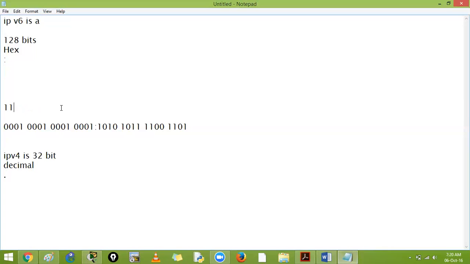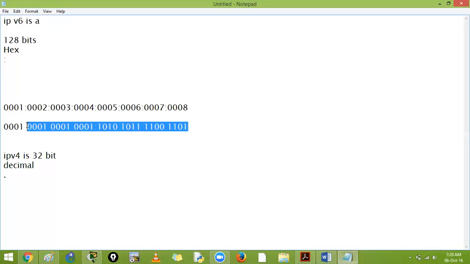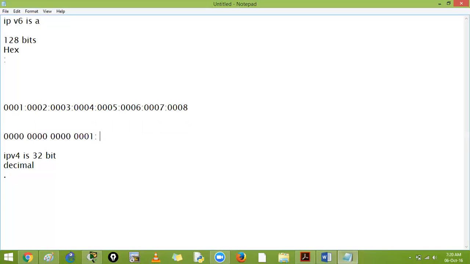So for example, this is my first hextet, 0001 colon 0002, 0003, 0004, 0005, 0006, 0007 and 0008. This looks like a very huge number, and if you start writing it bit by bit, it becomes even more huge, because 10 in here is 0000 0001. After that is a colon, 0000000010. Like this it becomes.